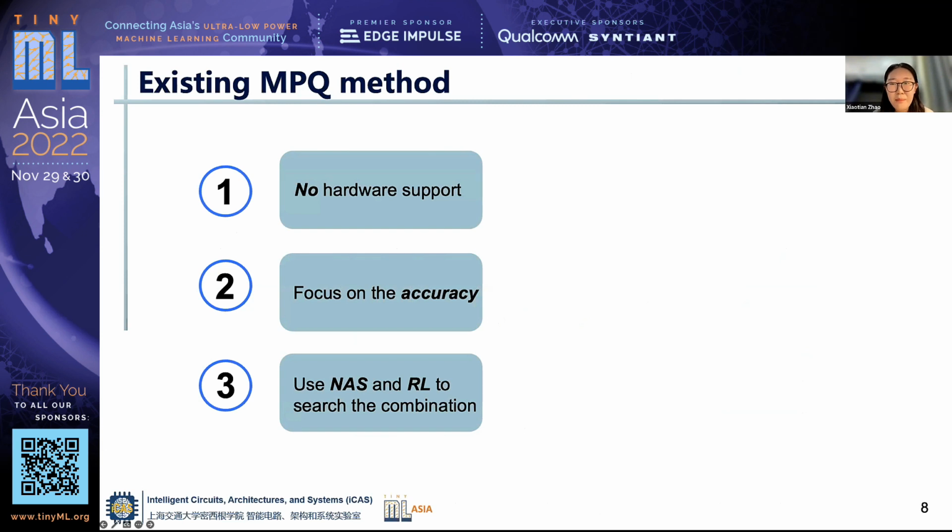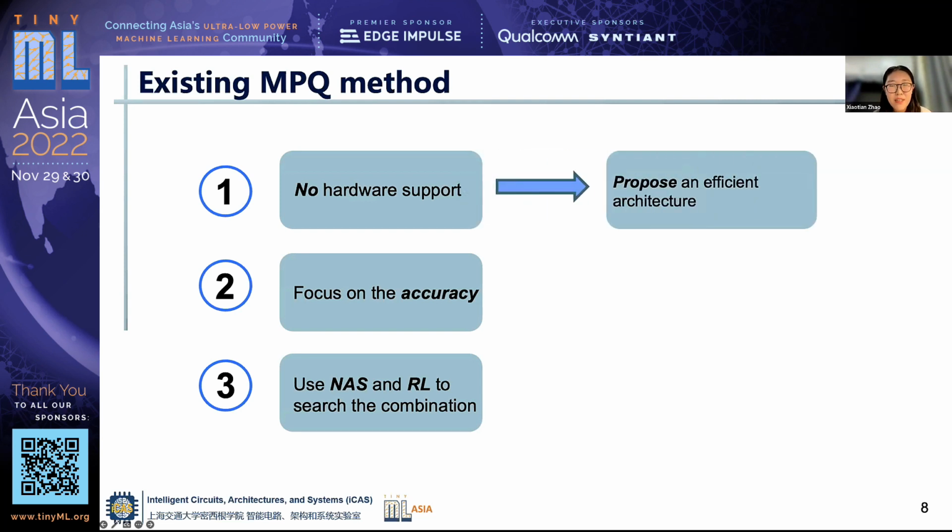Today, there are many works on MPQ methods. However, in the existing works, there are some problems. First, most of them do not have hardware support, and they only focus on accuracy. And many of them use NAS and reinforcement learning to search the quantization combination, which is more accurate but very hardware resource consuming. So we want to make some optimization on it.